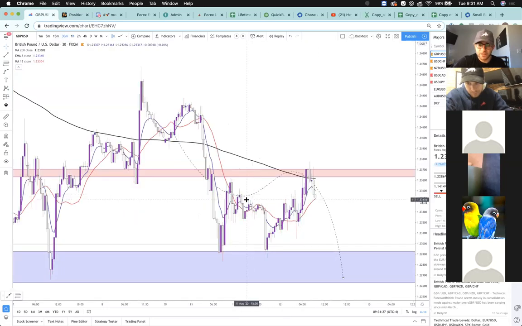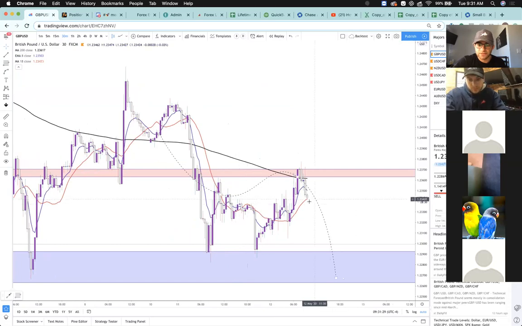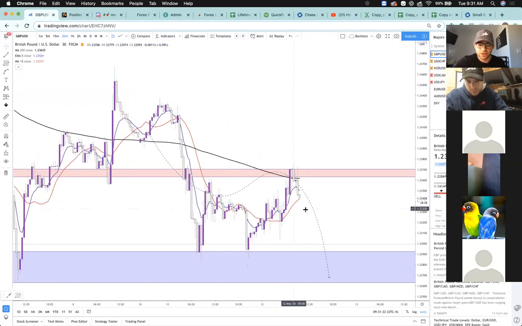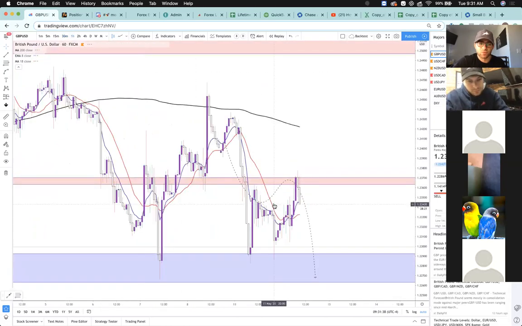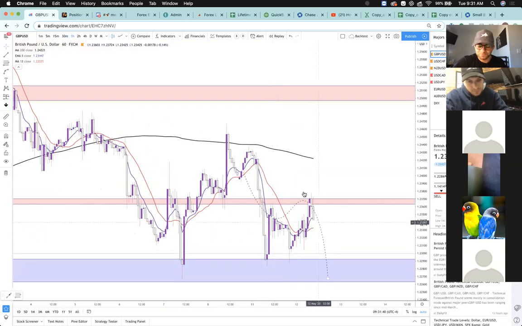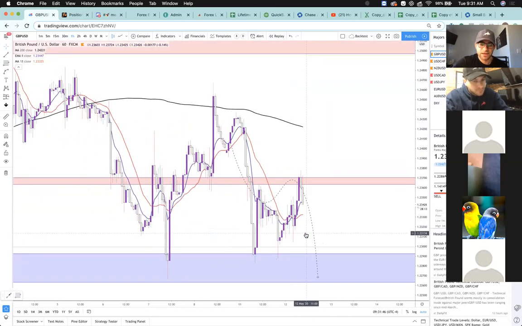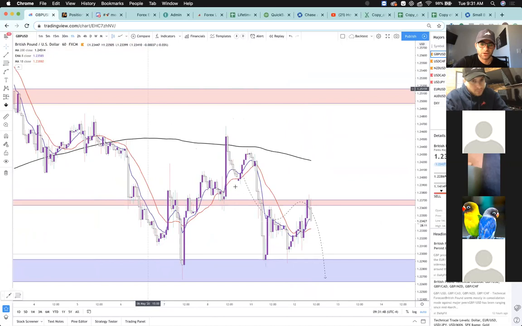Let me check out the 30-minute. We're getting more of a pullback now. This is pretty much what I'm looking for. On this 30-minute time frame, we're getting some rejection in this area. This 1 hour time frame, we'll see how this 1 hour closes. So this is definitely a position that is going to be on my radar for today.